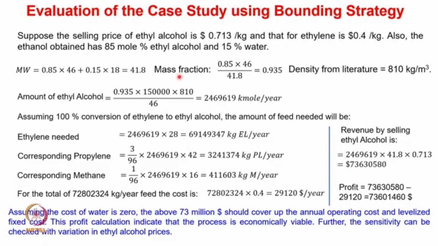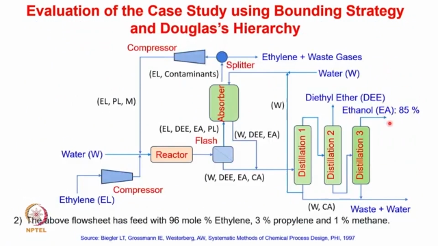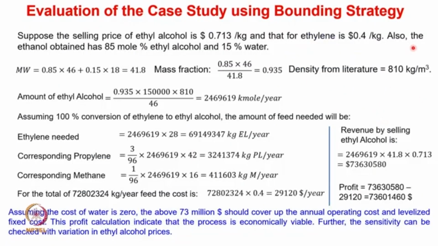So again we can calculate the mass fraction. Mass fraction in this case comes out to be 0.85 multiplied by the molecular weight of ethanol divided by the molecular weight of this entire stream, which is 41.8, so that comes around 0.935. And from the literature, the density of this product stream which is coming out is reported as 810 kilogram per meter cube.